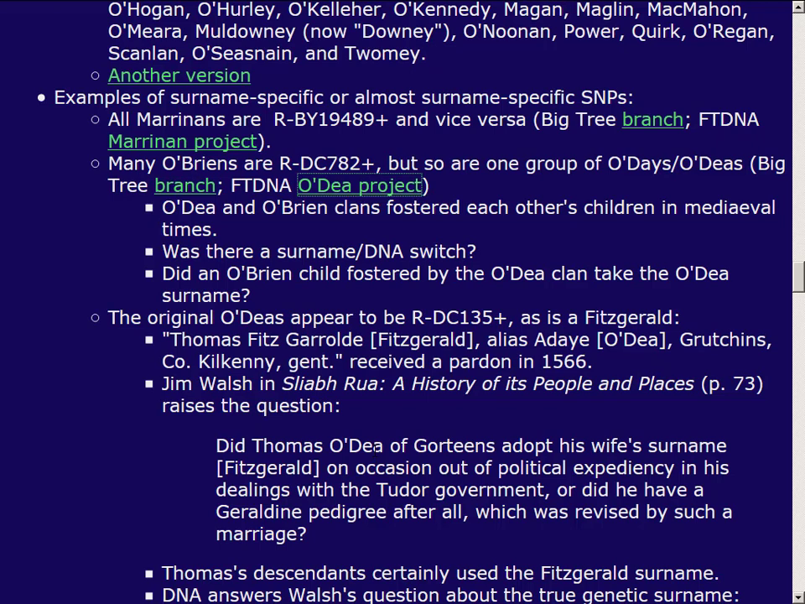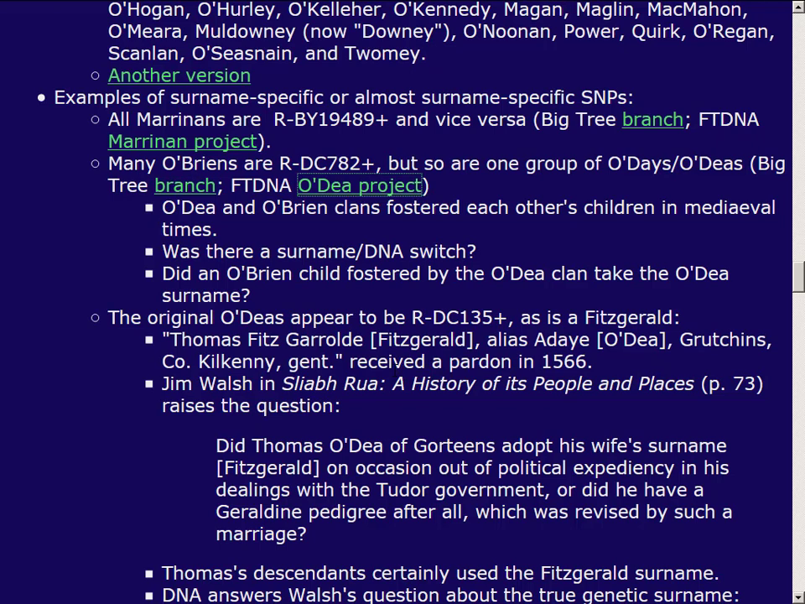Shane came up with the story when it turned out to be an O'Brien. He said, I was always told growing up the ODs and the O'Briens fostered each other's children down through the Middle Ages. So I think what must have happened was that an OD family fostered an O'Brien child, and for some reason, against the usual practice, that O'Brien child grew up with the OD surname because he had been raised as a foster child in an OD household. That's pure speculation, but it seems a feasible explanation as to what happened.